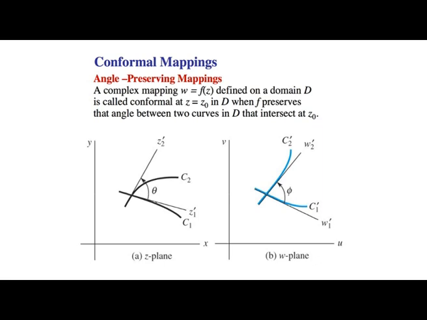When I say the mapping is conformal, or theta is the same, or the angle is preserved, the angle has to be preserved both in magnitude and direction. If it is only preserved in magnitude, you say the mapping is isogonal. So, conformal requires a little bit more, it needs the angle to be preserved both in magnitude and direction.